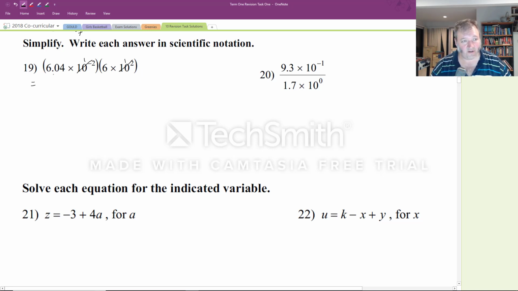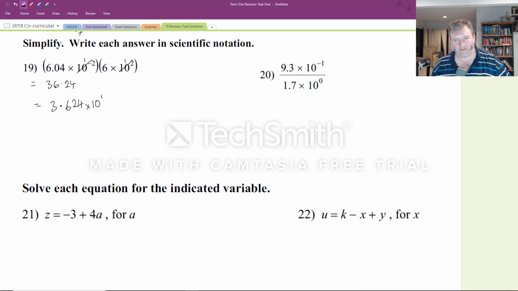So then I've just got 6 times 6.04, which of course will be 36 point... was it 24? Yeah, I think it is. And of course we've got to write this in scientific notation. So this is 3.624 multiplied by 10. And you can put the 1 there if you want, or you can leave it. Either one is fine. Oh, 9.3 divided by 1.7.